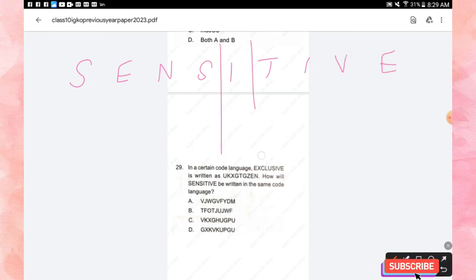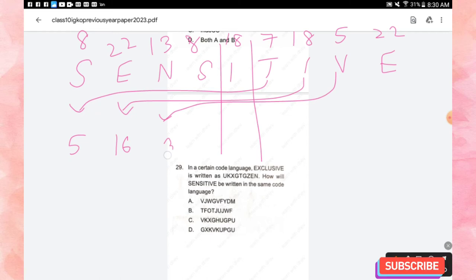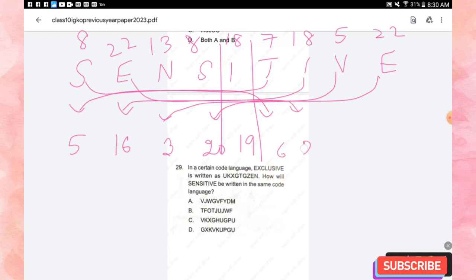Sensitive will split down like this. Just number it: this is 8, this is 22, this is 13, this is 8, this is 18, 7, 18, 5, 22, correct? So T is coded as 7 minus 2, that is 5, then 18 is coded as 18 minus 2, which is 16. Then V is coded as 5 minus 2 is 3. Then 22 minus 2 is 20. Correct? Then 18 plus 1 is 19 here. Again S is coded as 8 minus 2 is 6. Then 22 minus 2 is 20.